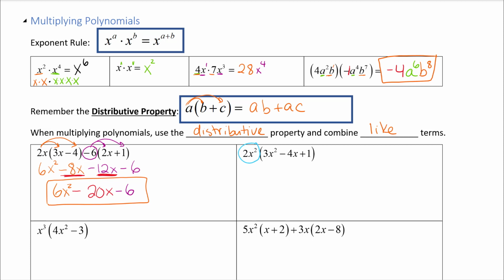For the next problem, we just have one parentheses, and I'm taking 2x squared and distributing it all the way through. So 2x squared times 3x squared, that's 6x^4. 2x squared times negative 4 is negative 8x cubed. 2x squared times 1 is 2x squared. Notice when I'm multiplying the variables, I'm adding the exponents.